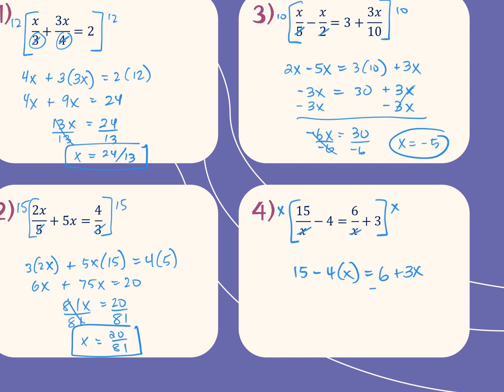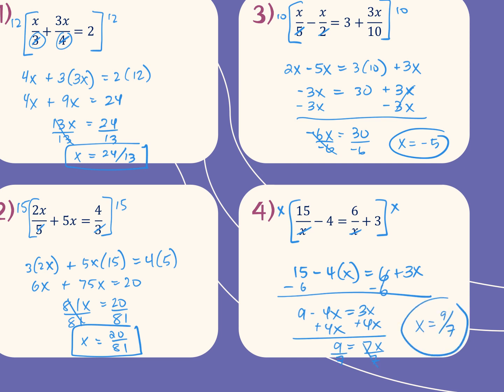So now I'll just subtract 6 from both sides. And that'll give me 9 minus 4x equals 3x. I'll add 4x to both sides here. And I get 9 equals 7x. And I'll divide both sides by 7. And I'll get x equals 9 over 7.